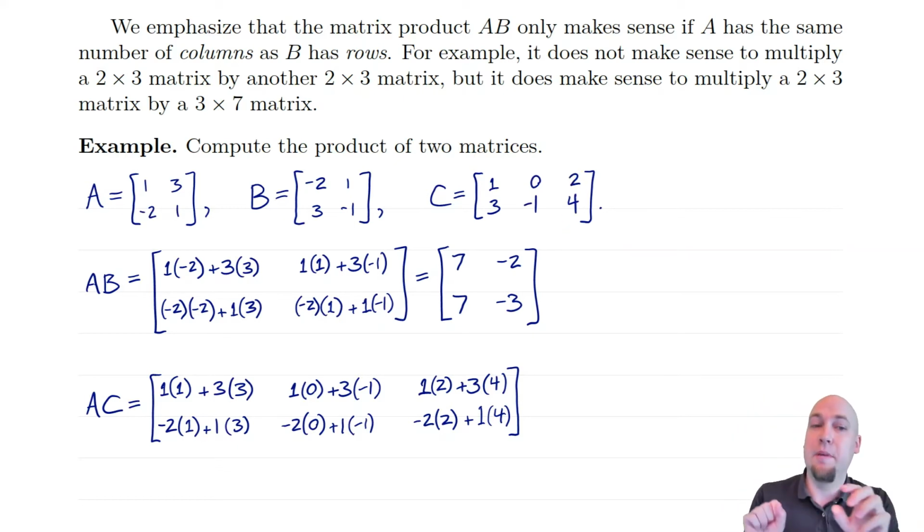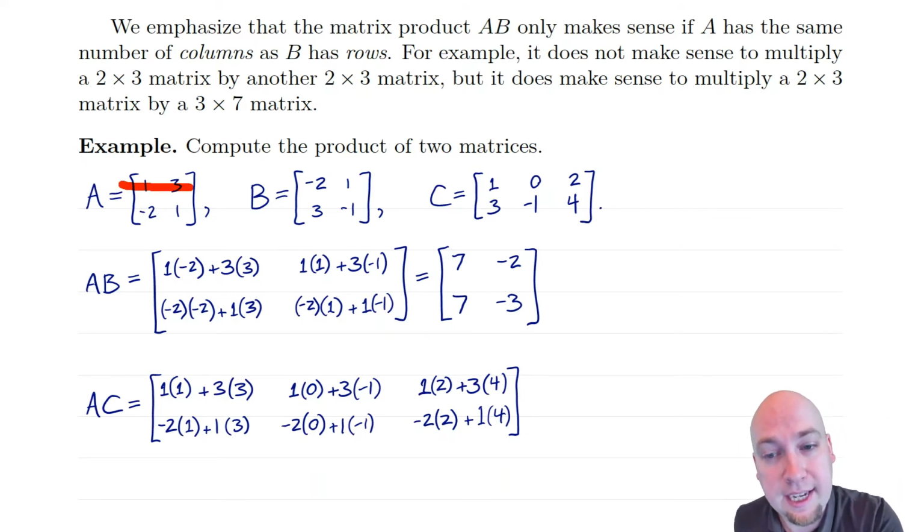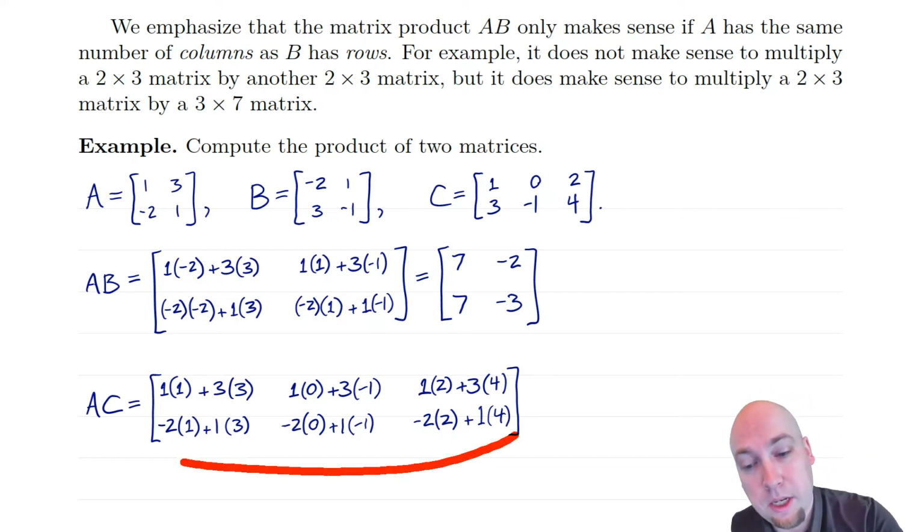Okay, so this time the product is going to be 2 by 3, right? I'm going to get this top row dotted with each of 3 columns, and then this bottom row dotted with each of 3 columns. All right, so my product is going to look like this.